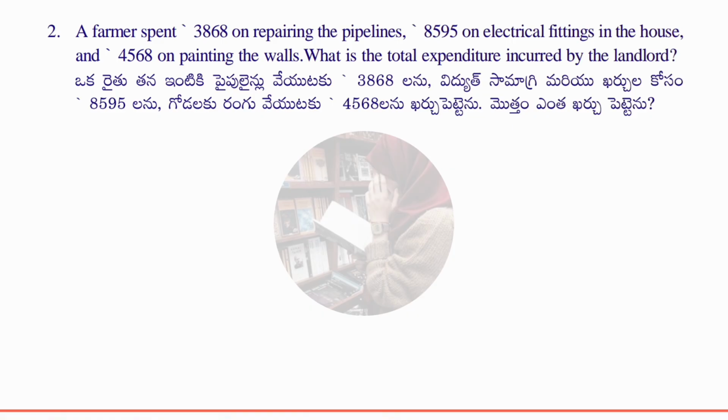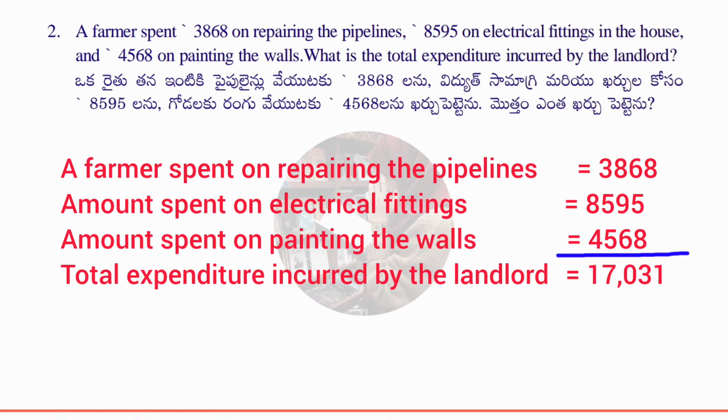Okay, let's see the answer. The amount a farmer spent on repairing the pipelines is 3,868. Next, the amount spent on electrical fittings is 8,595. Next, the amount spent on painting the walls is 4,568. Now the total expenditure incurred by the landlord. If you add from the ones digit, then you will get the answer as 17,031. Okay guys, this is the answer.